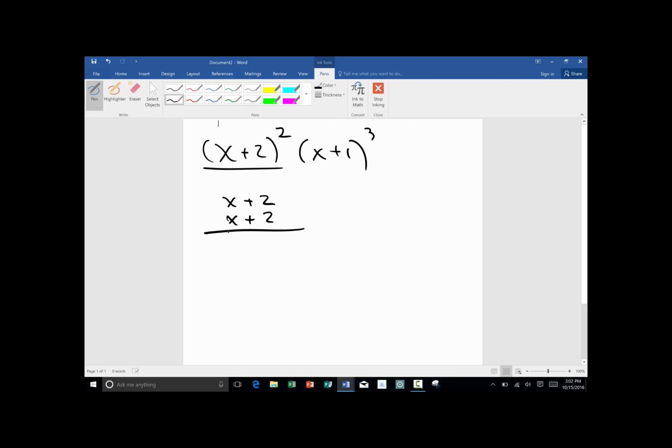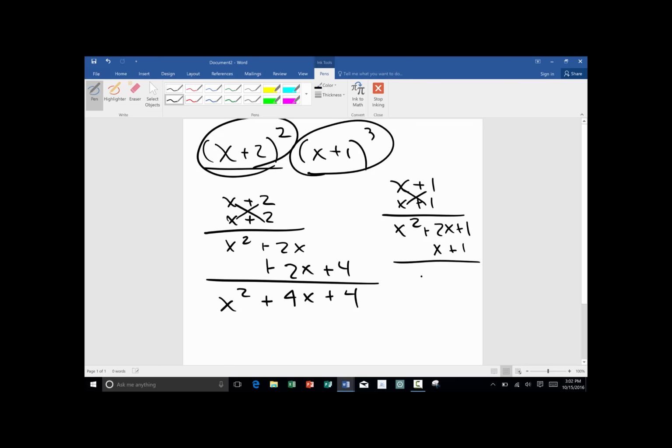And keep in mind this is multiplication, so you can go in whatever order you want to. I've done the x plus 2 squared. Now I've got to deal with this one. So I do 2 at a time so I don't get confused. Then I get x squared plus 2x plus 1. That's for the first two. Here's the third one, which we just did a minute ago. And I'm doing it this way on purpose so that you can see how you put them together.